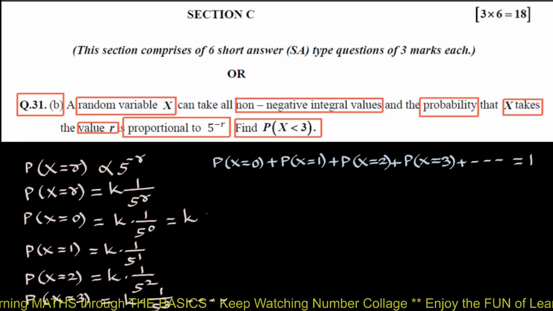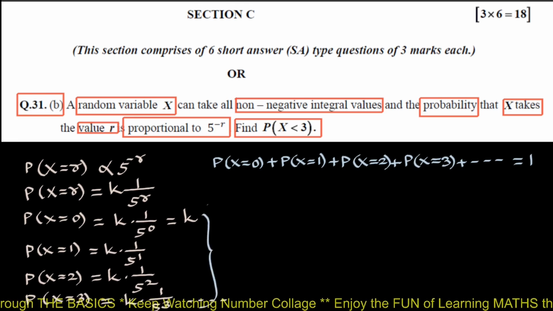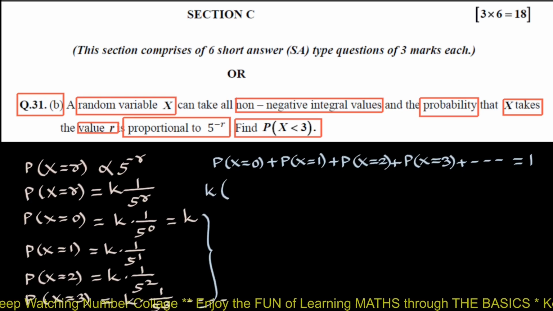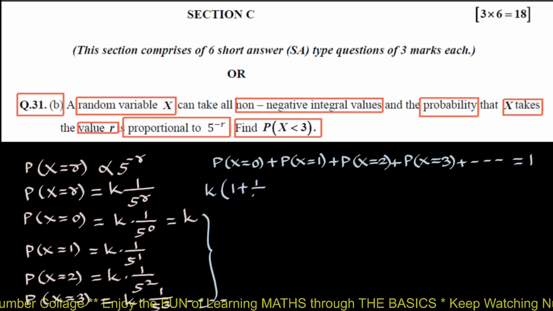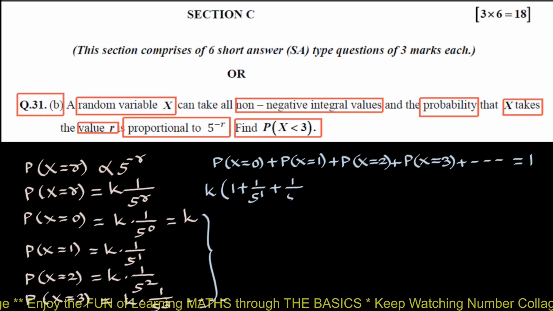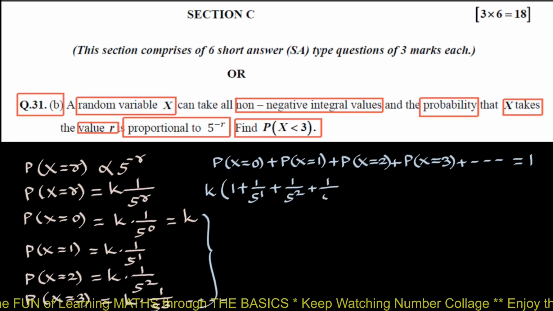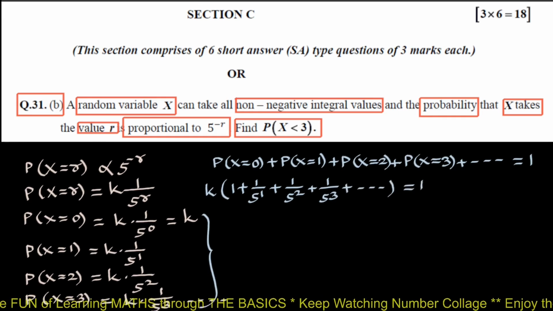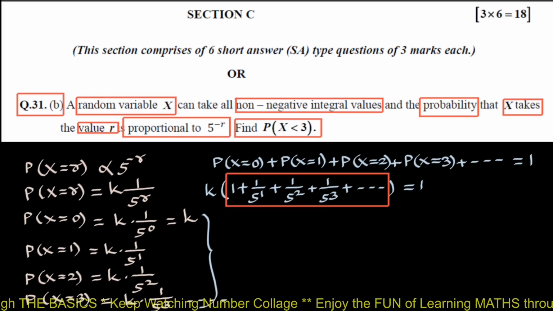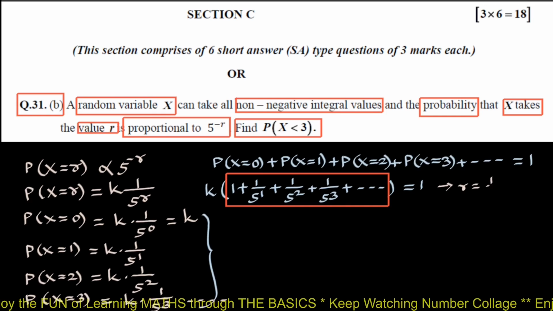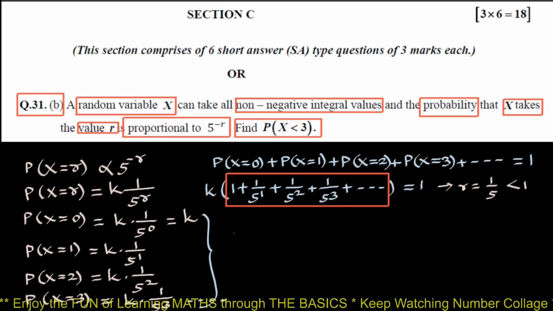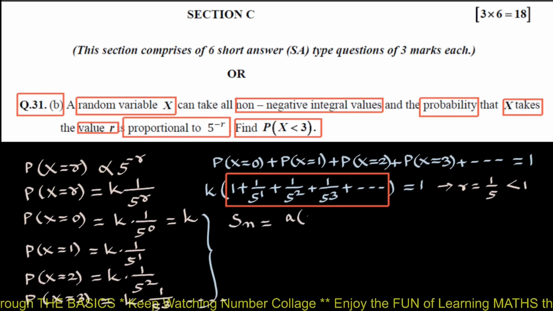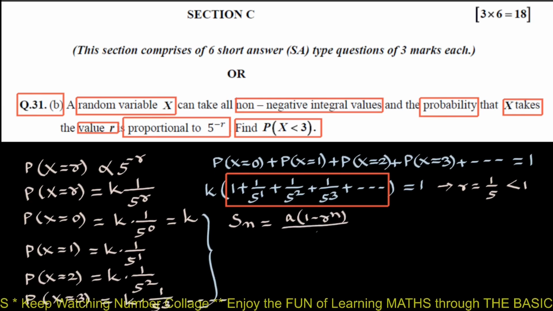Now we will substitute the values from here which we have already found out. So this will be k times 1 upon 5 raised to 0 is 1 plus 1 upon 5 raised to 1 plus 1 upon 5 square plus 1 upon 5 cube plus so on and so forth equals 1. Now in this series there is geometric progression. Common ratio r is 1 upon 5, which is less than 1, and we have sum of all terms of a GP as a times 1 minus r raised to n upon 1 minus r.